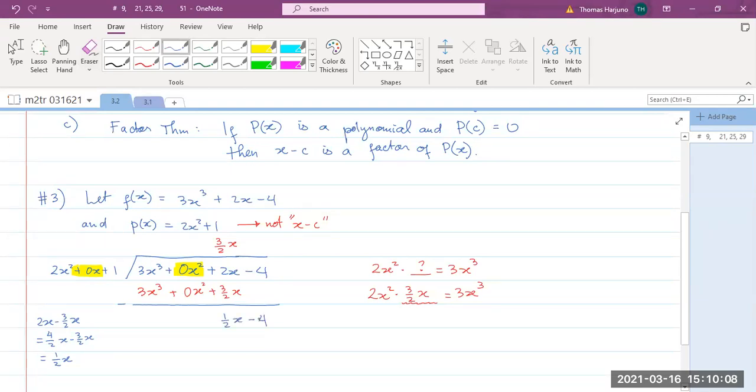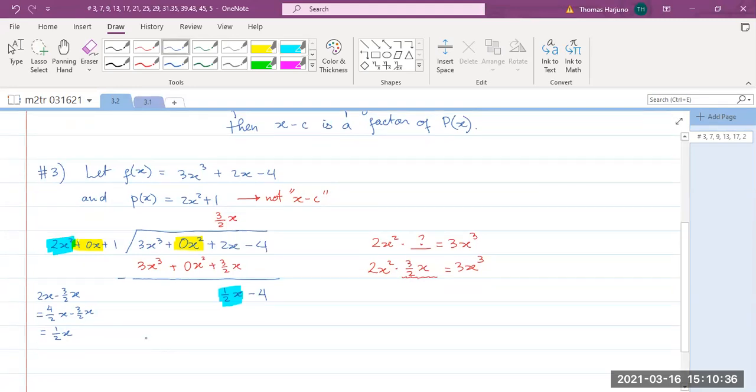Now we can stop the division if the degree of the remainder is already less than the degree of the divisor. The remainder is degree 1 and the divisor is degree 2. From here, we know we can stop. Then we can summarize.